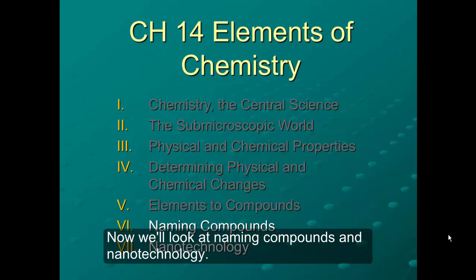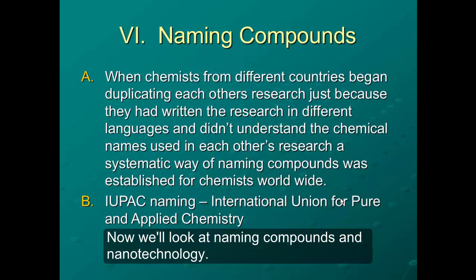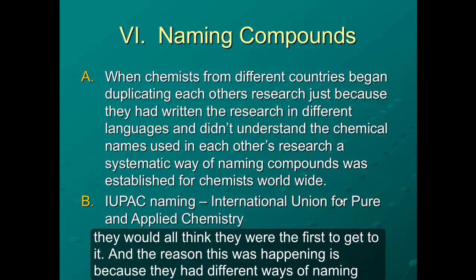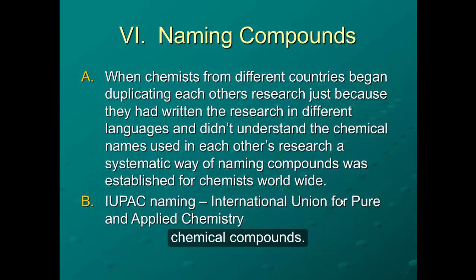Now we'll look at naming compounds and nanotechnology. When chemists from different areas of the world were studying chemistry, they would often repeat the chemistry somebody else had done and think they were the first to get to it. And the reason this was happening is because they had different ways of naming chemical compounds.